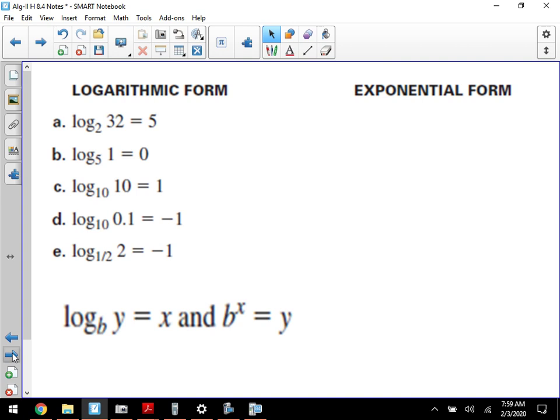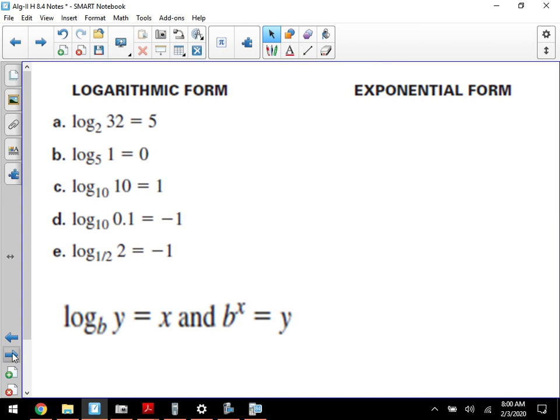One form is called logarithmic because there's the word log in it. Convenient. And then we're going to rewrite those as exponential. The idea here is just to practice between these two statements because they are equivalent to one another. It'll help us simplify logarithms in the long run. Remember, it says log base 2 of 32 is 5. That means 2 to the 5th is 32. That's how that works.